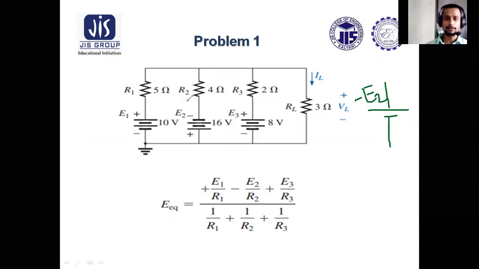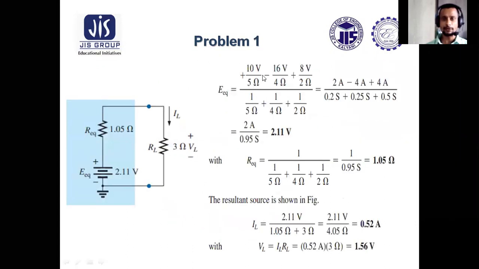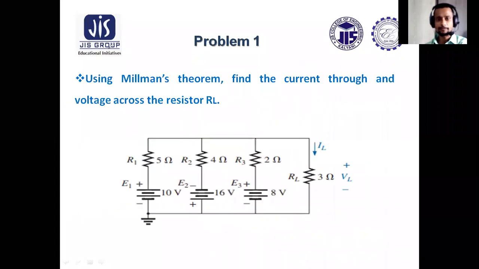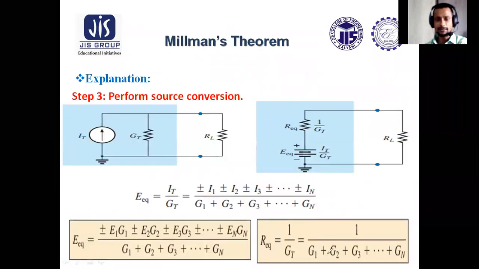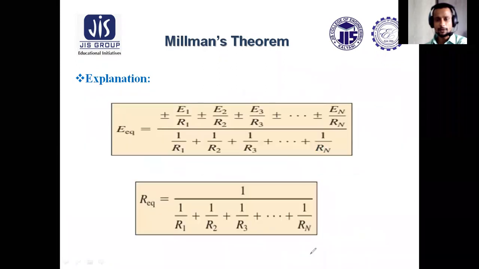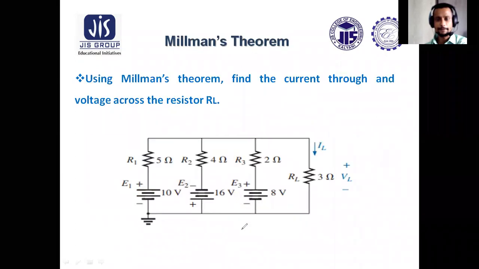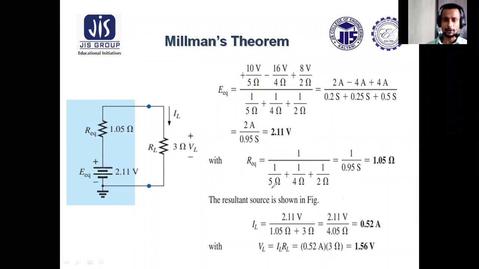Now see, all these values R1, R2, R3, E1, E2, E3 are known, so you can easily find them. So EQ, just substitute all the values, you will get EQ equals 2.11 volt. Similarly, REQ equals... what's the formula for Req? Req equals 1 by G1 plus G2 plus G3. G1 is 1 by R1. So finally we will get Req equals 1 by (1 by R1, 1 by R2, 1 by R3). Substituting the values of R1, R2, R3, you will get Req equals this.